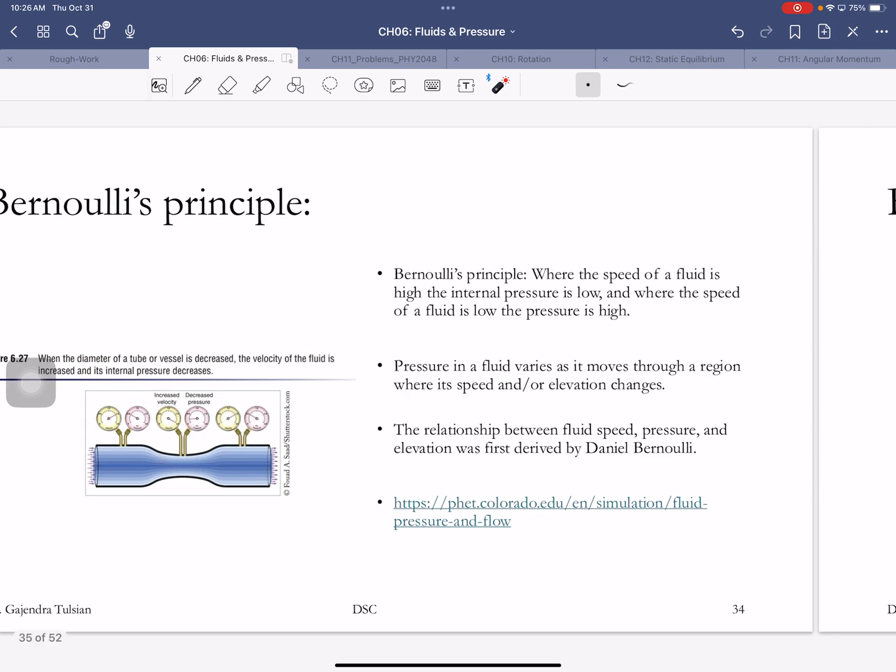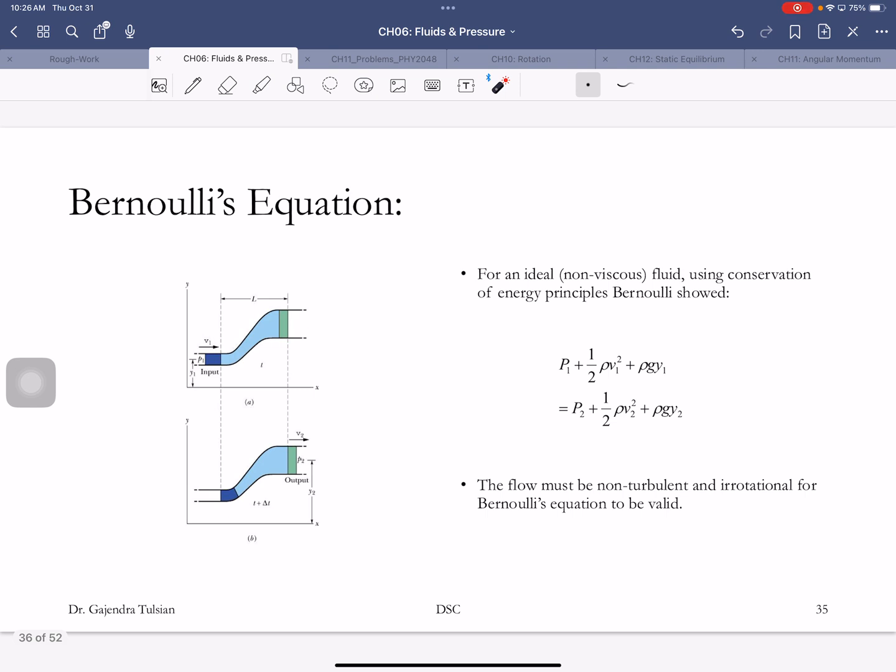Now here's a fluid at different locations. The width is changing and all that. What Mr. Bernoulli found is that the pressure at any location plus the kinetic energy per unit volume, which is related to how fast the fluid is moving, plus the potential energy of the fluid, these three terms combined are the same everywhere. So these three terms combined are constant.